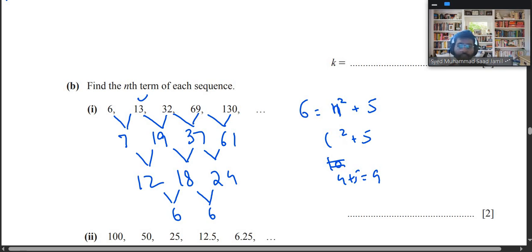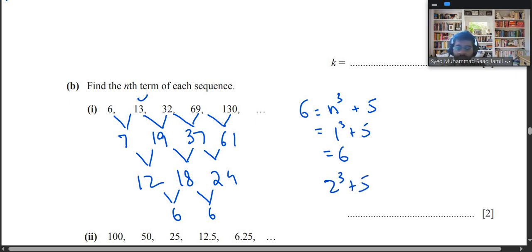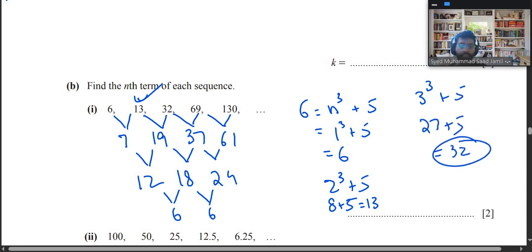So now I will change my strategy, and instead of writing n square, I can say n cube. If I plug in 1, 1 cube is 1, 1 cube plus 5 is 6. Now 2 cube plus 5: 2 cube is 8, 8 plus 5 is 13. Then 3 cube plus 5: 3 cube is 27, 27 plus 5 is 32. So that means our n term is n cube plus 5.